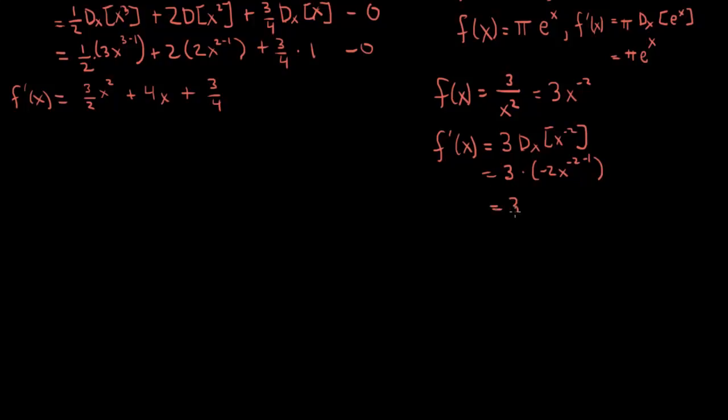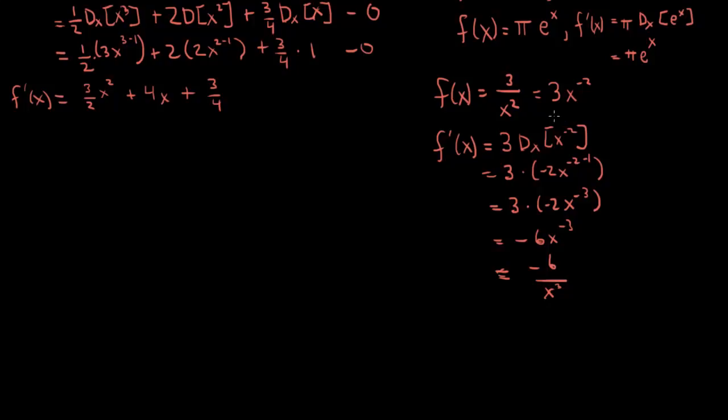So that equals 3 times negative 2 times x to the negative 3 power. So we get negative 6 times x to the negative 3. And then typically we want to write our answers with positive exponents only, which would be negative 6 over x cubed. Okay, so we can use the power rule to solve that.